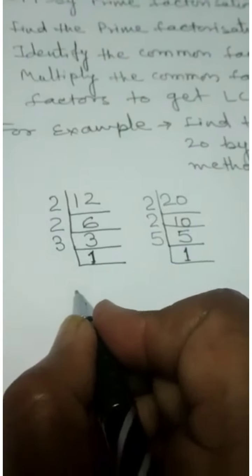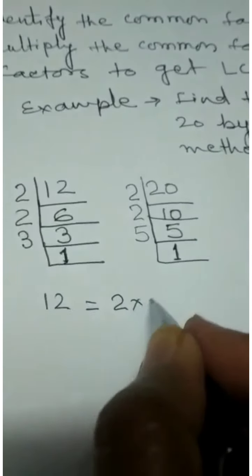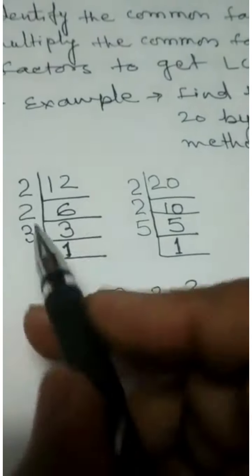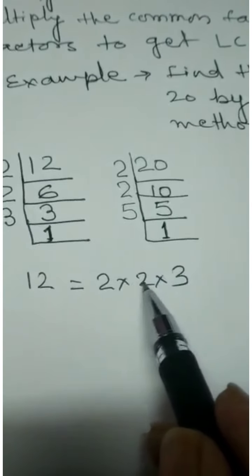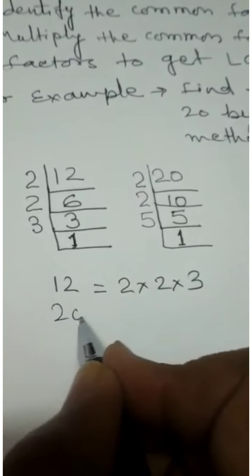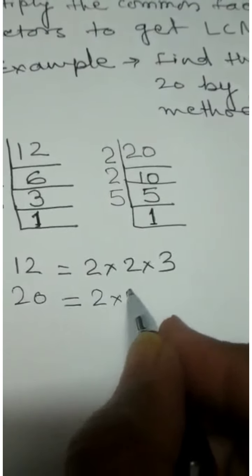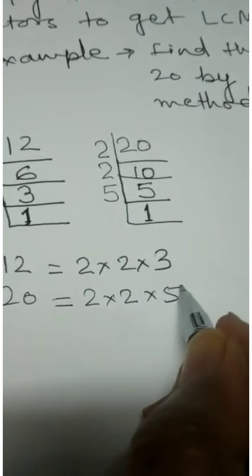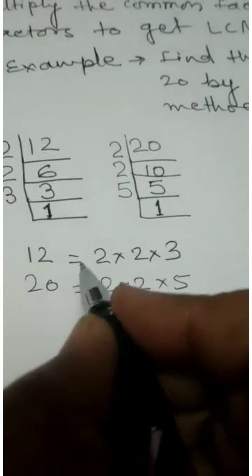Now write the prime factorization of 12. 2 into 2 into 3. See here, 2 into 2 into 3. 2 2s are 4, 4 3s are 12. Prime factorization of 20 is 2 into 2 into 5. 2 2s are 4, 4 5s are 20.